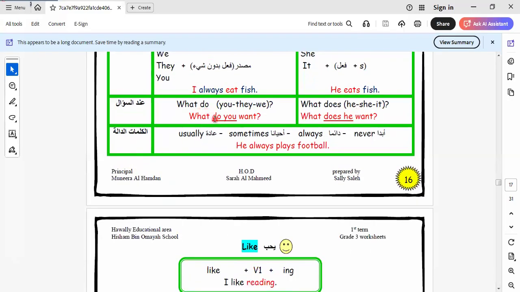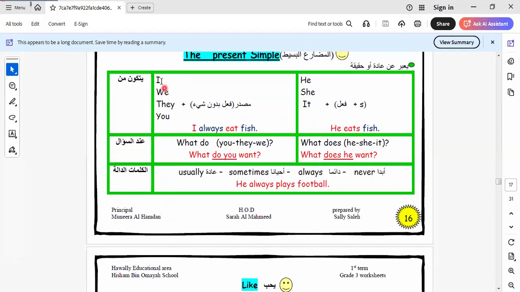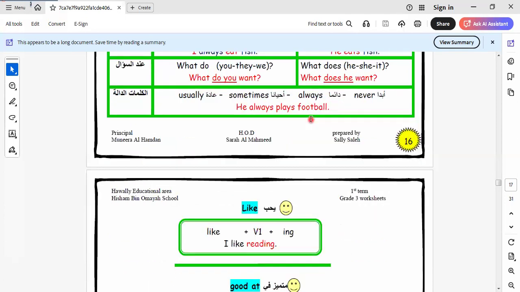Let's go to another one here. When we talk about do and does, we make yes/no questions. Here we say, what do you want? We say here, what does he want? So when we ask with do, we use it with the pronouns I, you, we, they. We use does with the pronouns he, she, it. Let's continue the rest of the unit.